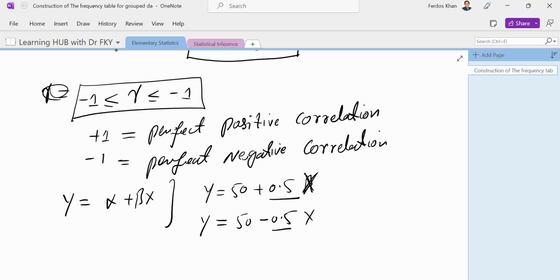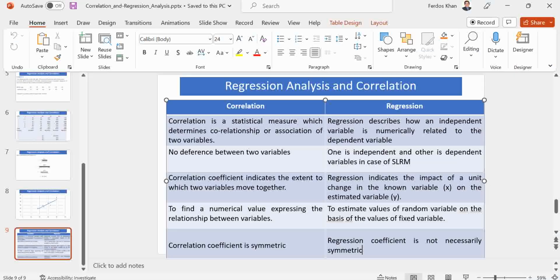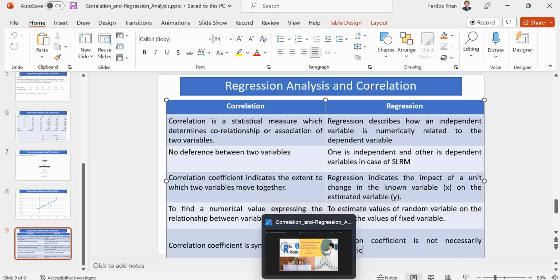This means that the dependent variable depends on the independent variable, or the independent variable has a positive influence on y. And this means that the independent variable has a negative influence on y. So you need to interpret this parameter correctly. Okay. So this was about the correlation, and now what we do with the regression, that's more important.